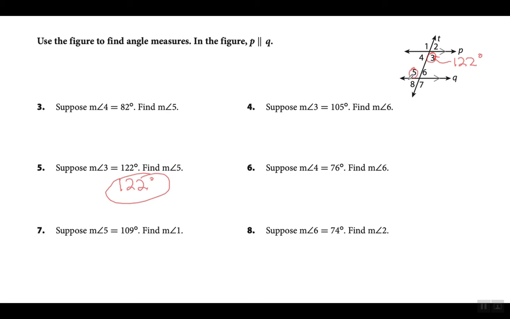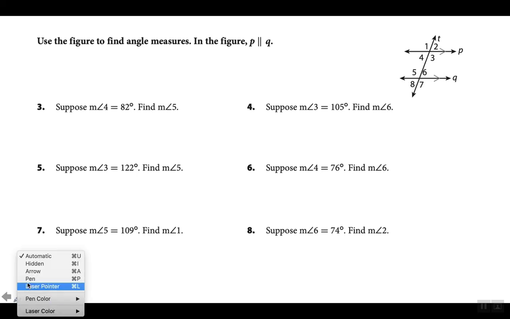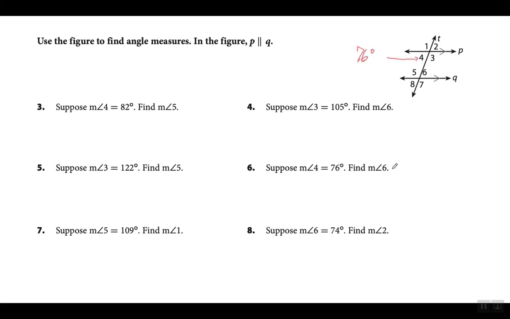Next one. So number 6, suppose the measure of angle 4 is 76 degrees. Find the measure of angle 6. This is the same one as the one I just did. Alternate interior angles have the same measure. Esto es igualito que el número 5. Así que ángulo 4 tiene que medir igual que ángulo 6.